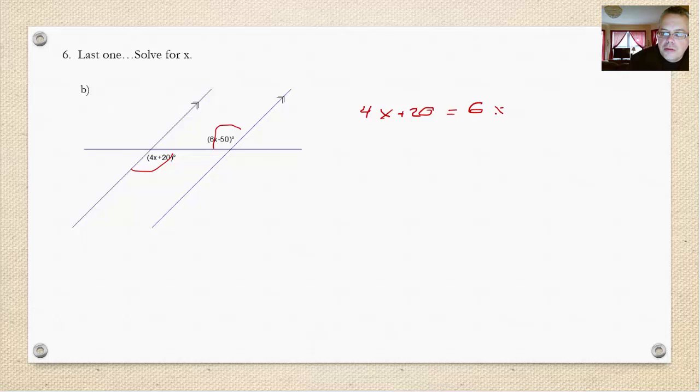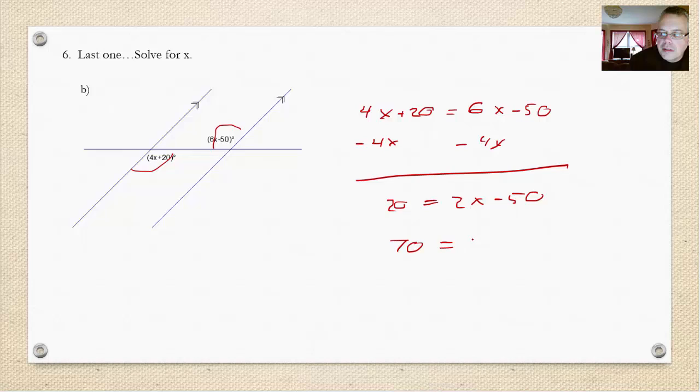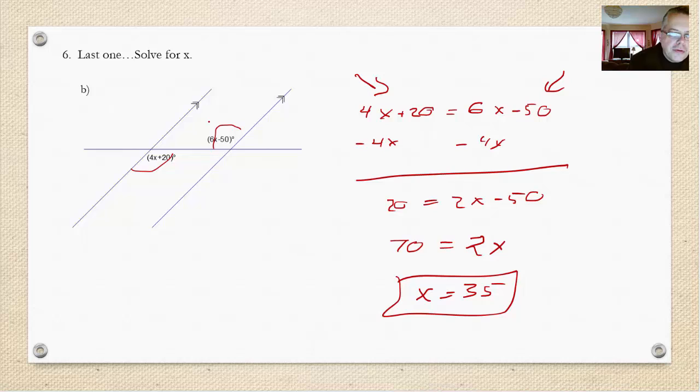4x plus 20 equals 6x minus 50. We're going to subtract 4x on both sides, and we get 20 equals 2x minus 50. I add 50 to both sides, and I get 70 equals 2x. And we get x equals 35. So the key is this very first step, understanding whether they're equal or supplementary.